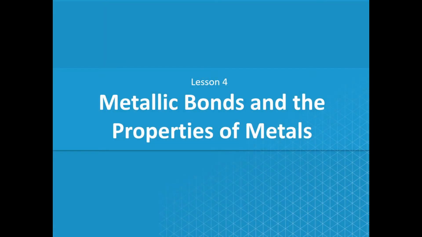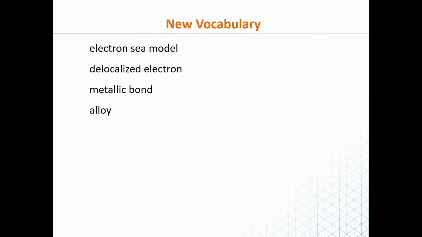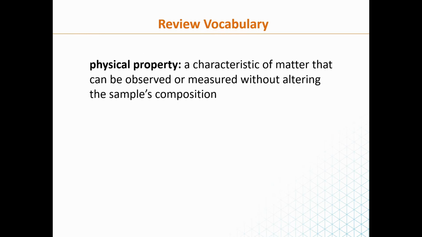Module 6, Lesson 4: Metallic Bonds and the Properties of Metals. Here's our focus question: How do metals and ionic compounds compare and contrast? We will have new vocabulary: electron sea model, delocalized electron, metallic bond, and alloy. Physical property: a characteristic of matter that can be observed or measured without altering the sample's composition.